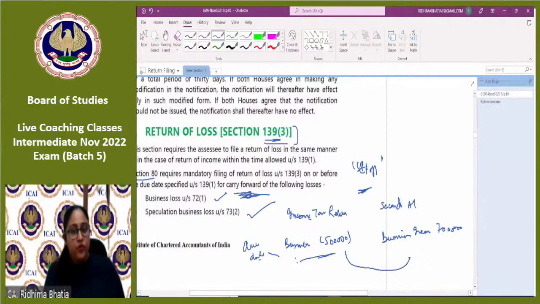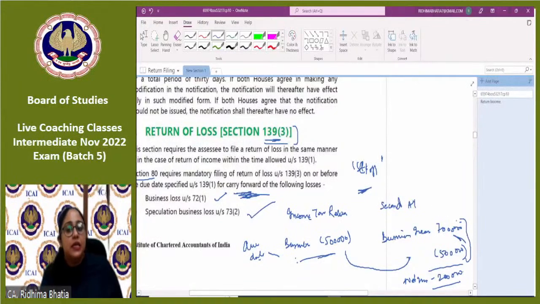I brought forward this loss, carry forward, brought forward, we know the terms, of 5 lakhs. This becomes 2 lakh net income. Now, to set off this 5 lakh loss with 7 lakhs, it is not mandatory that the return should be filed within due date. The return is required to be filed within the due date to carry forward the loss. So, this has to be filed within due date.